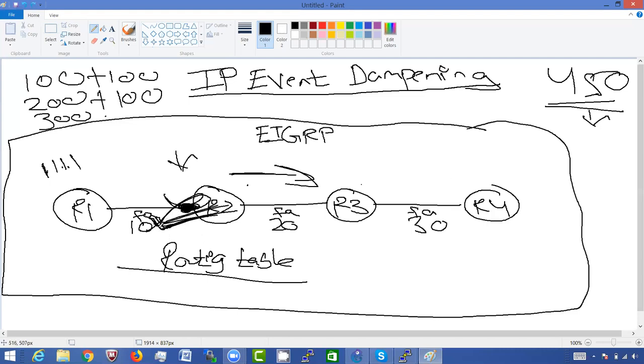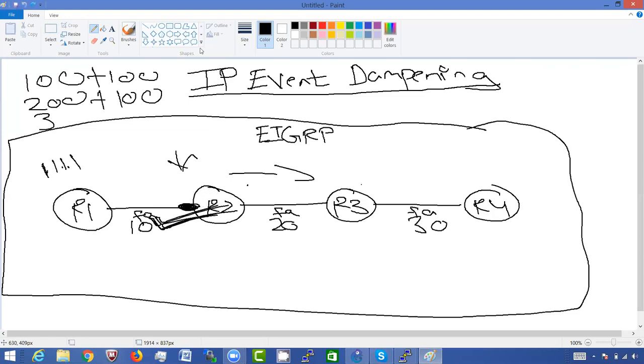So with IP event dampening, we can achieve this: for each and every flap, my router will assign a penalty to this interface. And if my penalty reaches a certain limit, my router will suppress that link. That means my router will remove this interface from its routing table. And if this interface is not present in my routing table, my router can't advertise it to its neighbor. Okay, so this is the IP event dampening feature. There are some parameters over here. We will discuss those parameters.